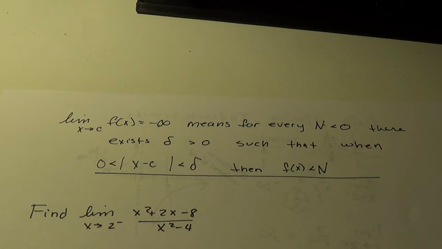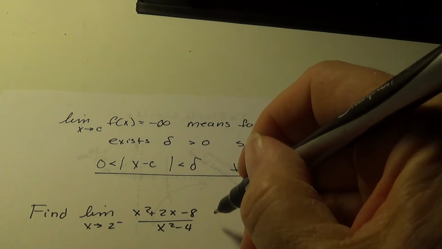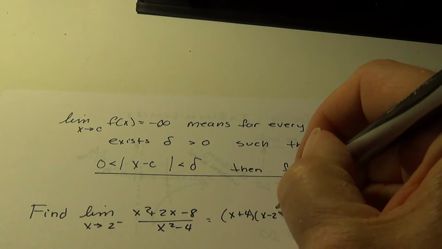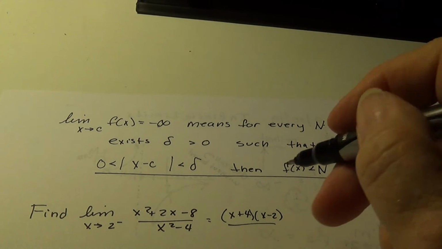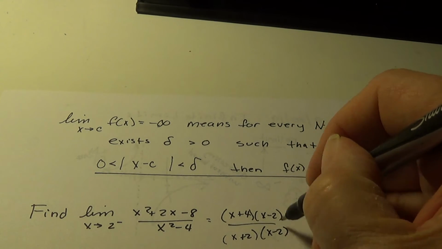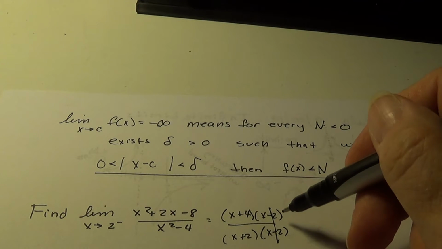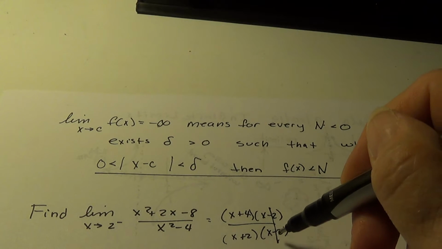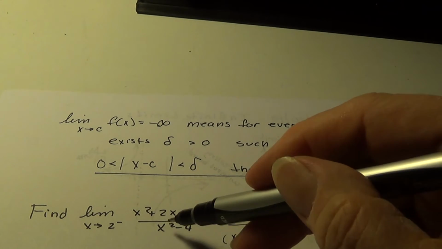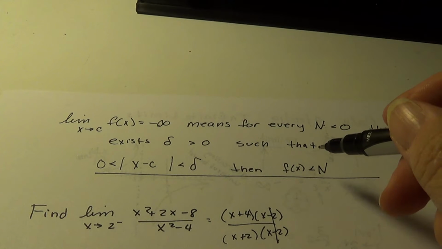I want you to find the limit here that I've asked you to find. And we're going to pull out the algebra and use some of our old techniques. So factoring the top, I'm going to get x plus 4, x minus 2. On the bottom, x plus 2, x minus 2. So this crosses out, but I'm still not allowed to use the value 2 because it would cause this denominator to zero out. So we cannot let x equal 2.